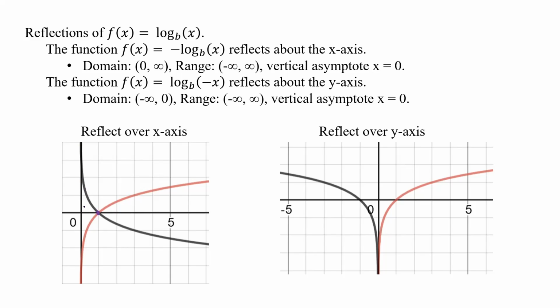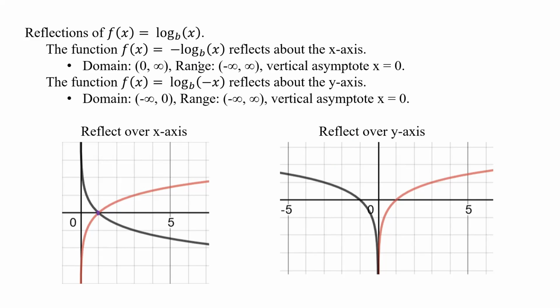Now, what happens to your asymptote? Well, it doesn't change. It's going to stay the same. And your range is still going to go from negative to positive infinity. And so your domain is still going to go from 0 to positive infinity. And so the only thing that changes basically is your y values.